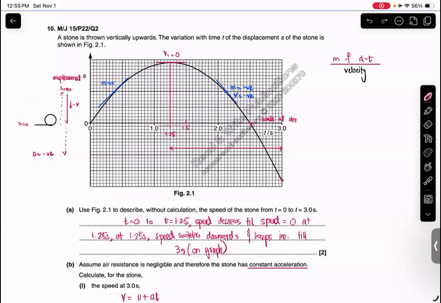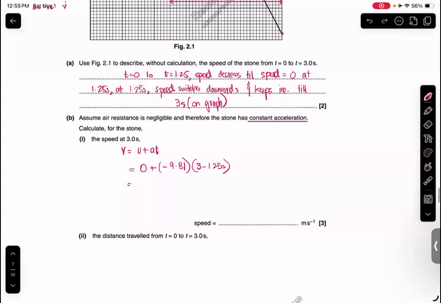Because if you take the time of a total of 3 seconds, then you have to take the entire journey. But if you want to take the journey from this part to this part, you can easily take this as your reference point as 0, which will make your life much easier. So that's why. So minus 9.81 times whatever that is.